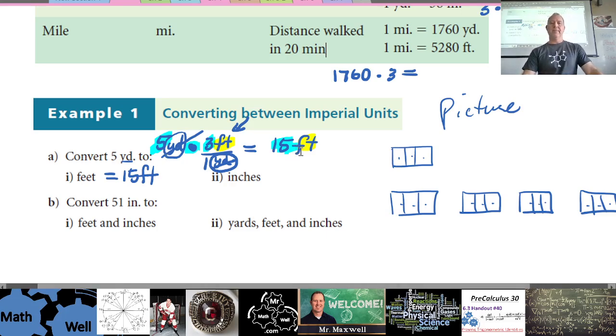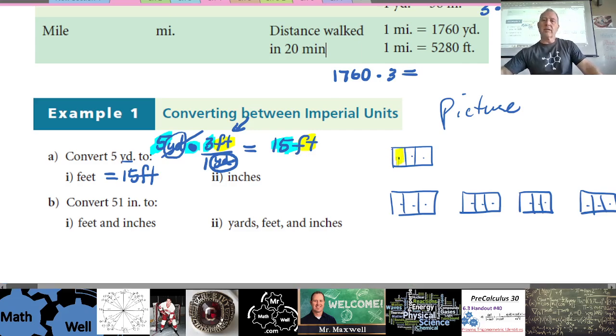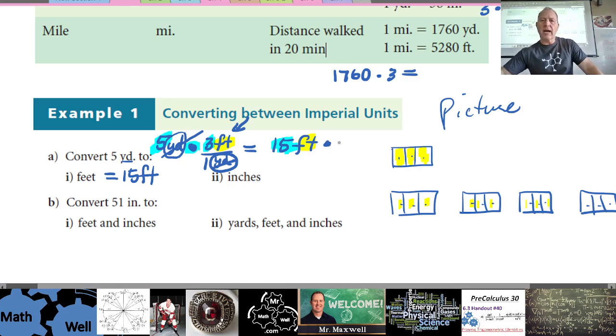All right, now inches. Pictorially, again, with a picture, each one of these feet has how many inches in it? How many inches in a foot again? 12. So I have 15 feet and I have 12 inches per foot. So guess what? I need to do 15 now times 12. And what is the units there? That's inches per 1 foot. So I am going to multiply 15 times 12, and that's going to leave me with inches.